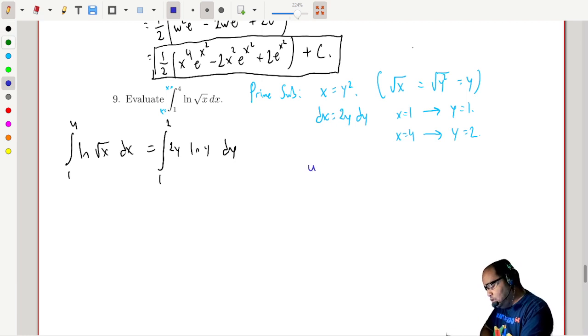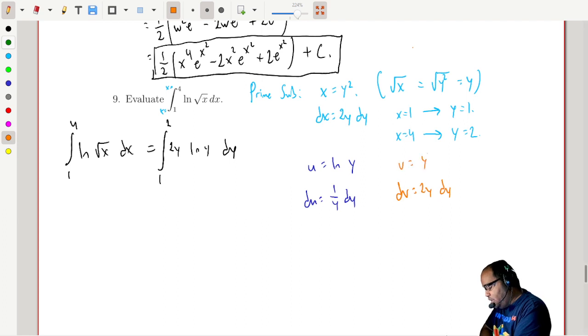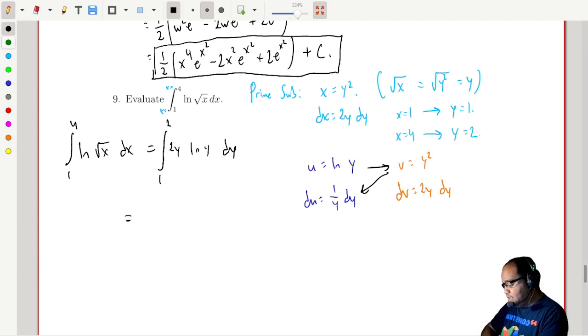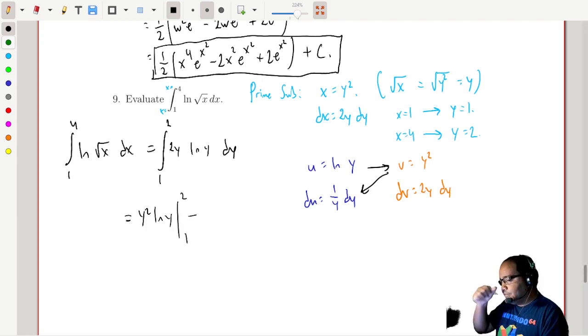So we'll set u equal to log of y here. And then du is 1 over y dy. Okay, dv is 2y dy, v is equal to y squared. Follow your path: u times v, so y squared log y, evaluated on the boundary, minus the integral of v du.